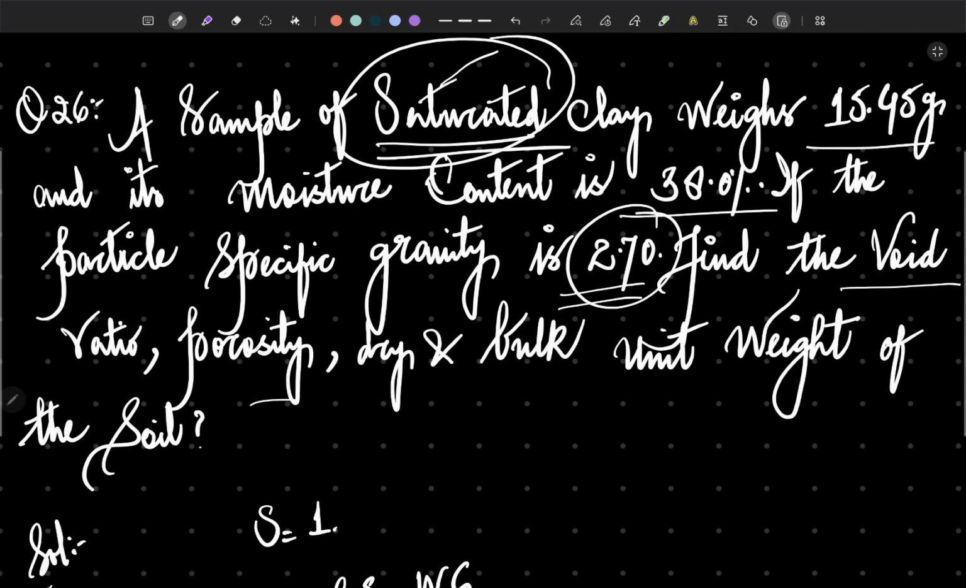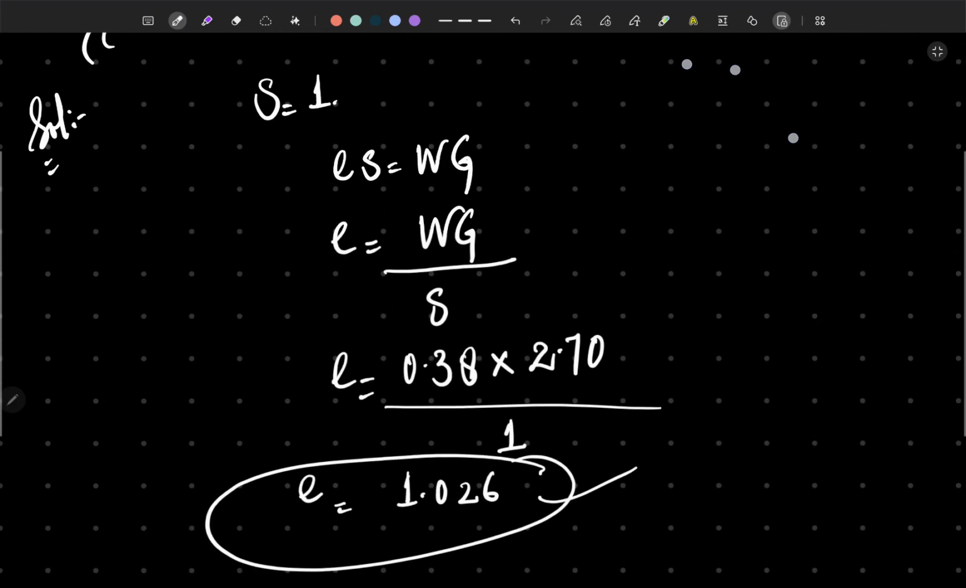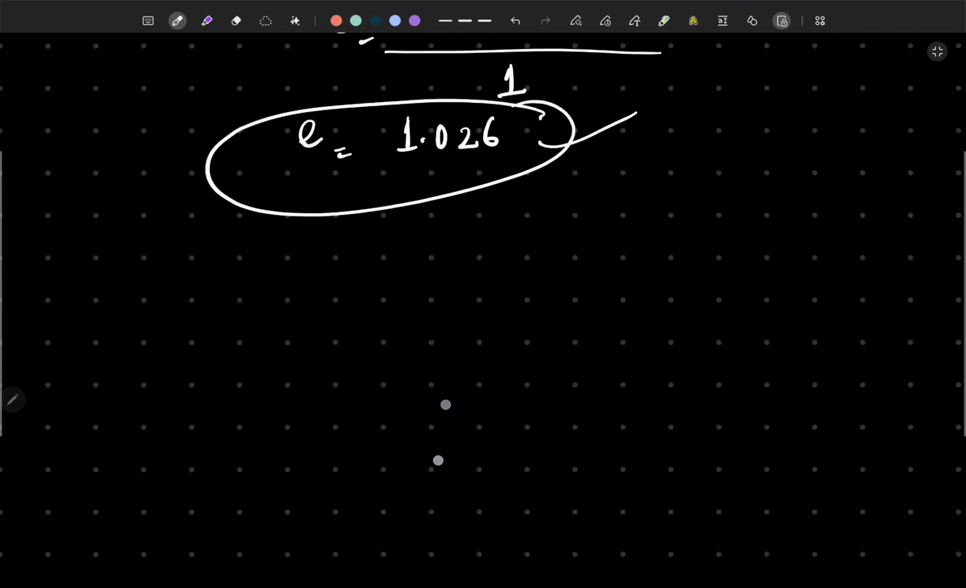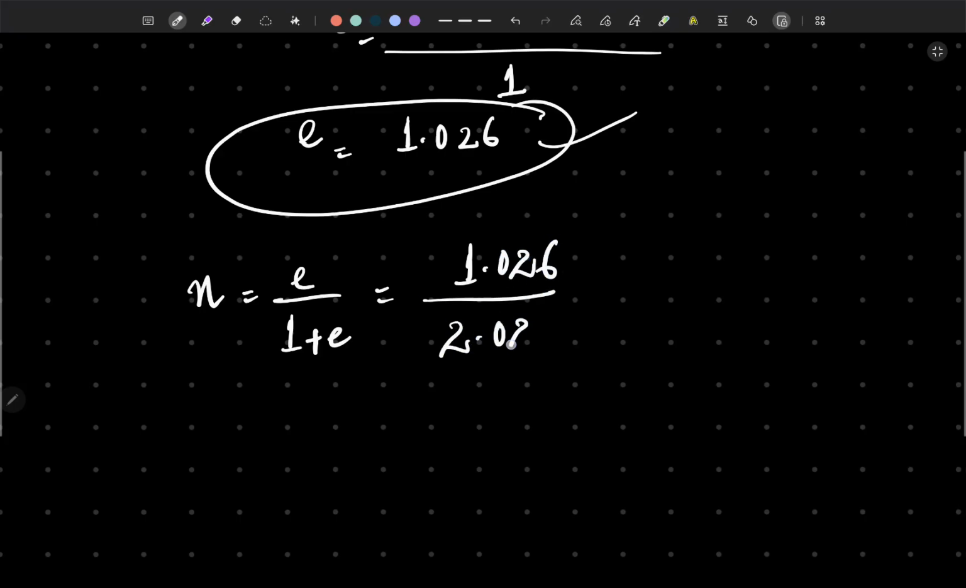Now we need to find the porosity, dry and bulk unit weight. When we know the void ratio, we can easily use this equation and find the porosity, e divided by 1 plus e. This is 1.026 divided by 2.026. It is equal to 50.64% porosity.